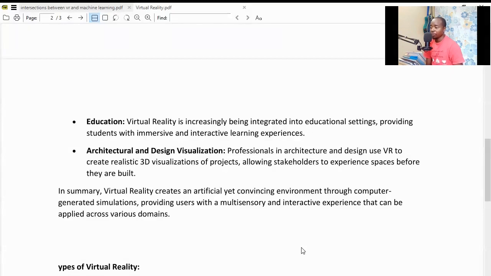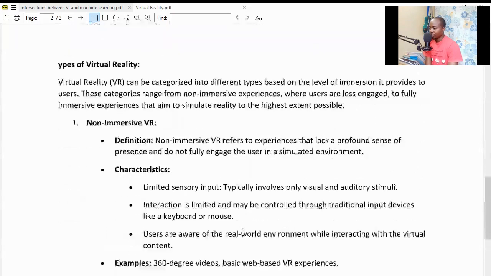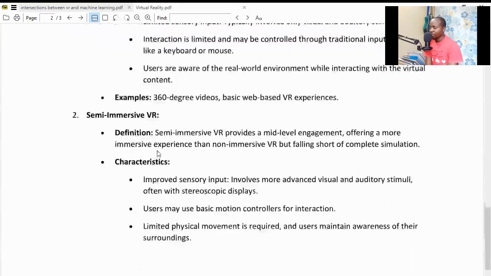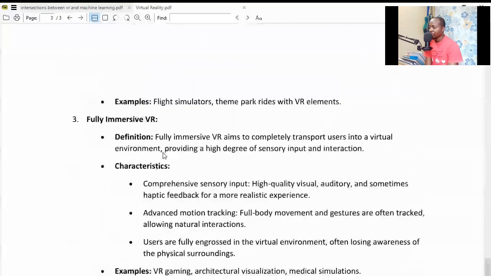So, professional architects can use VR to create realistic 3D visualization of projects, allowing stakeholders to experience space before they actually build it. So, it is important to understand this at this point in time. Now that is it. We also have different types of virtual reality. We have non-immersive virtual reality, and we also have semi-immersive virtual reality and fully immersive virtual reality.